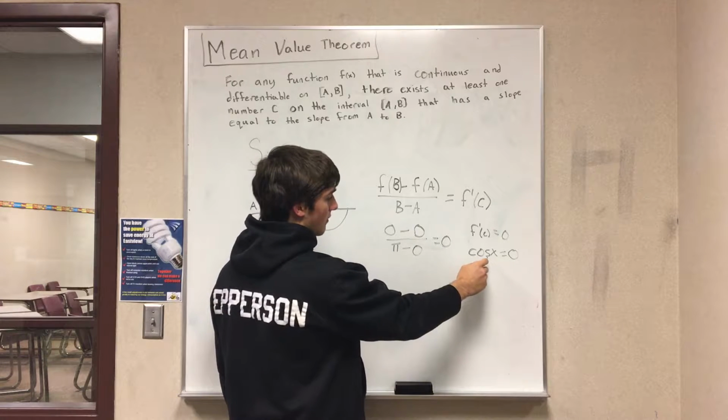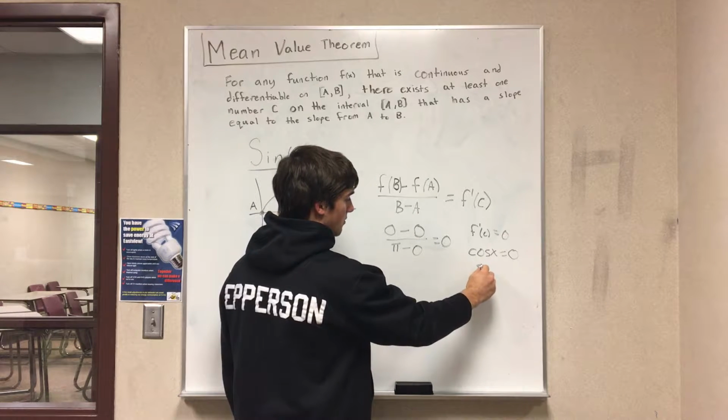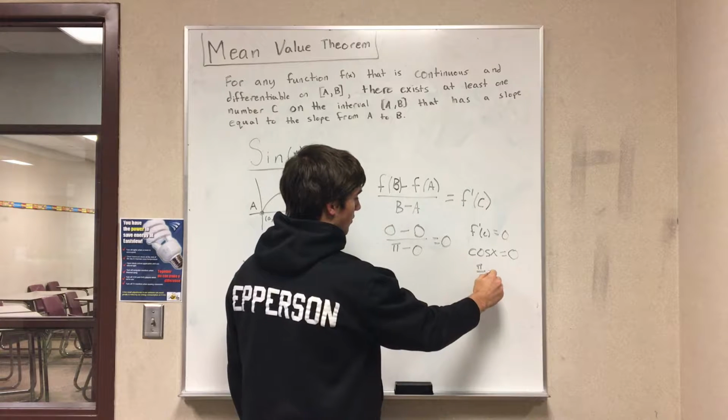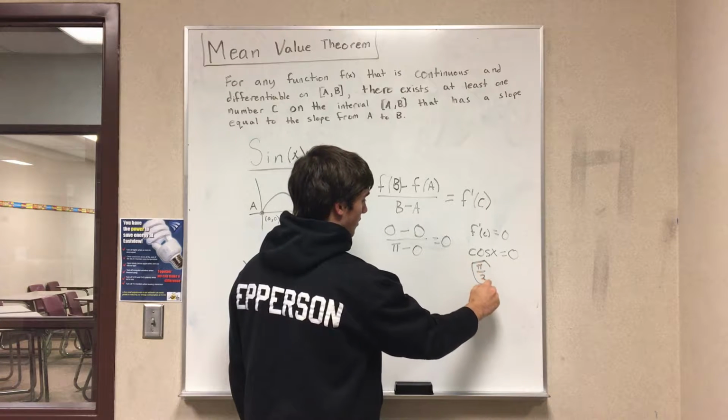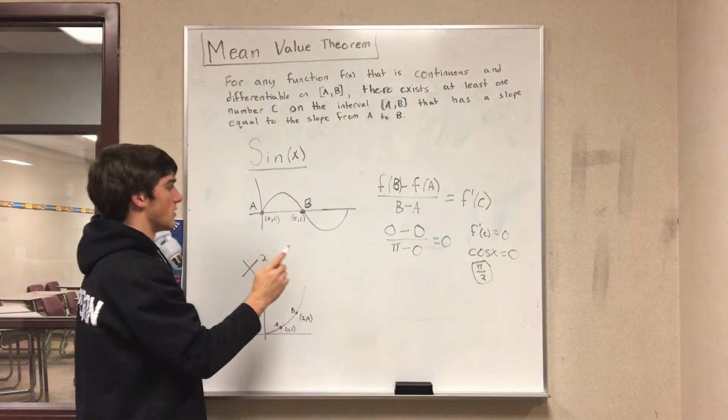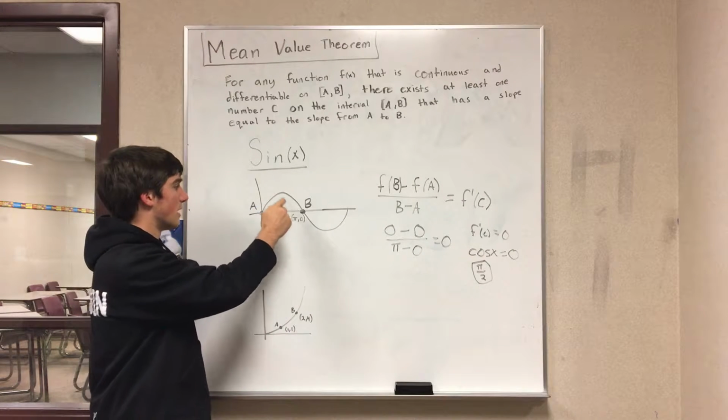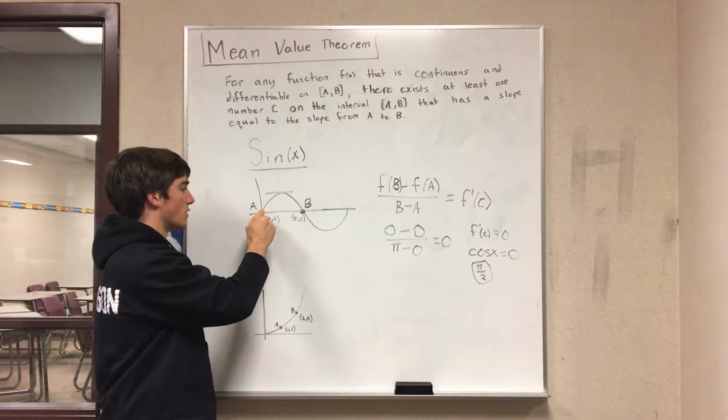So cosine of pi over 2 equals 0 on that interval. So that is the answer. It's pi over 2 is the value on this graph that has a slope equal to the slope from a to b.